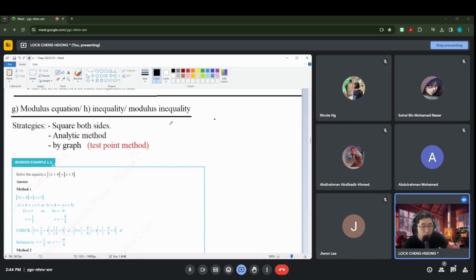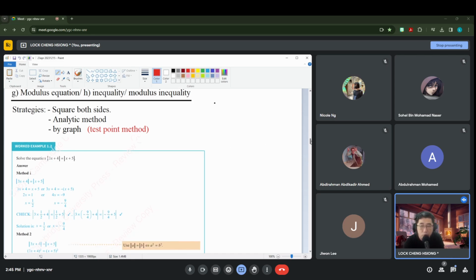Okay, so we have three ways to actually solve these questions. Either we can do it by squaring both sides, by the analytic method, or by graph. By graph, we can use the test point method. Let's say for this question, 3x plus 4 equals modulus of x plus 5. Here we can use method 1, which is the analytic method.